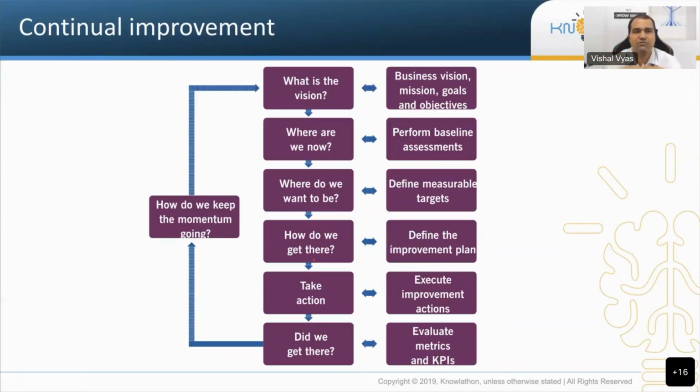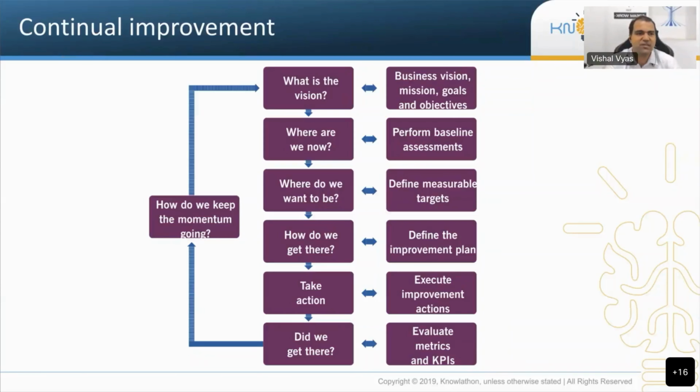Where are we now? We perform baseline assessment. Where do we want to be? We define measurable targets. How do we get there? We define the plan, the improvement plan. Take action, execute improvement actions. Did we get there? Evaluate metrics and KPIs, achievements, and then how do we keep the momentum going?